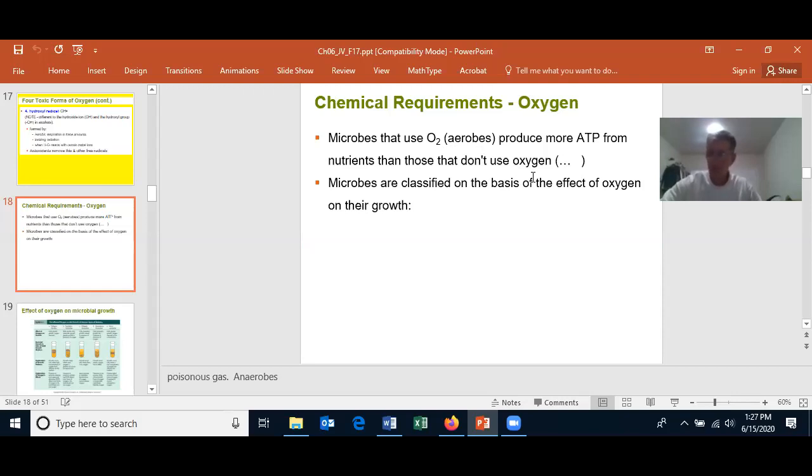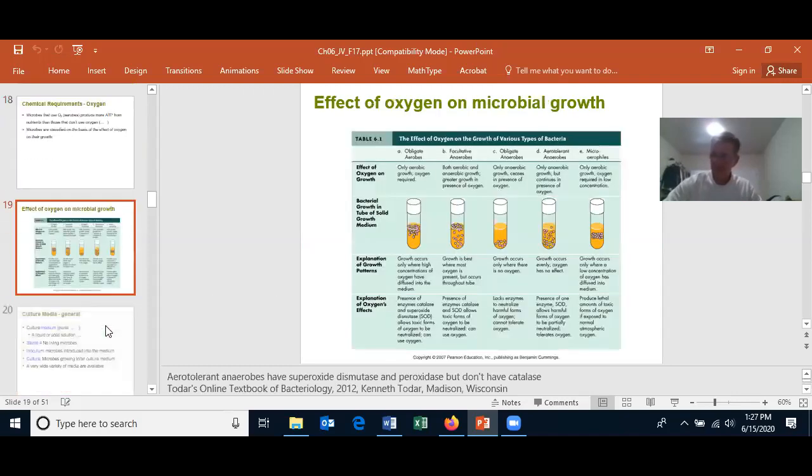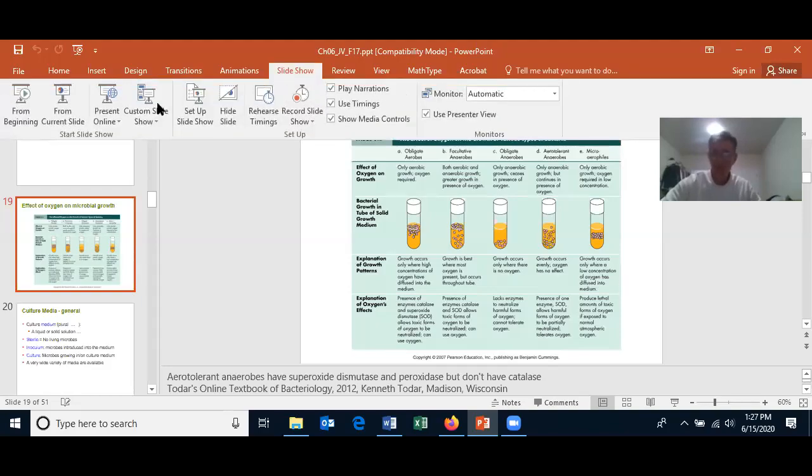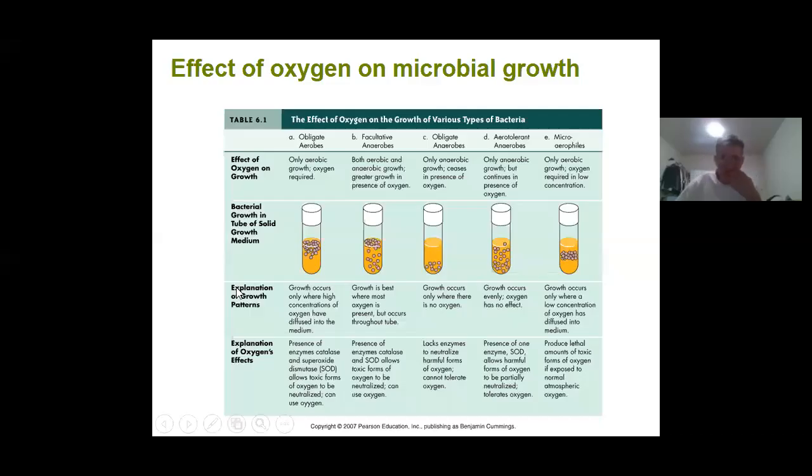We classify microorganisms on the basis of the effect that oxygen has on their growth. Is that clear? So let me blow this up because it's a little small. This is a thioglycolate tube, and that's a liquid media that pulls oxygen out of the media. That's all you really need to know about thioglycolate.